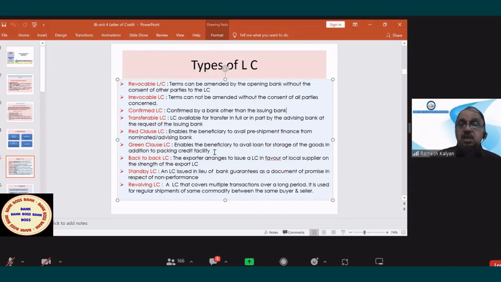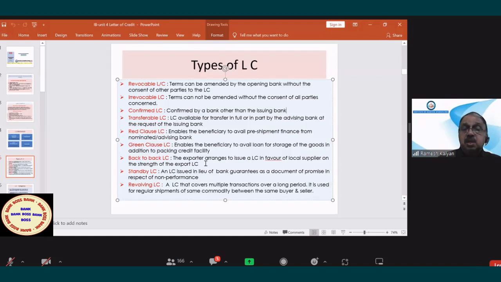What is green clause letter of credit? Here, in addition to the packing credit expenses, storage and warehouse expenses also will be paid by the advising bank. Here also, in case your customer, the exporter, does not make the payment, that opening bank will make the payment.